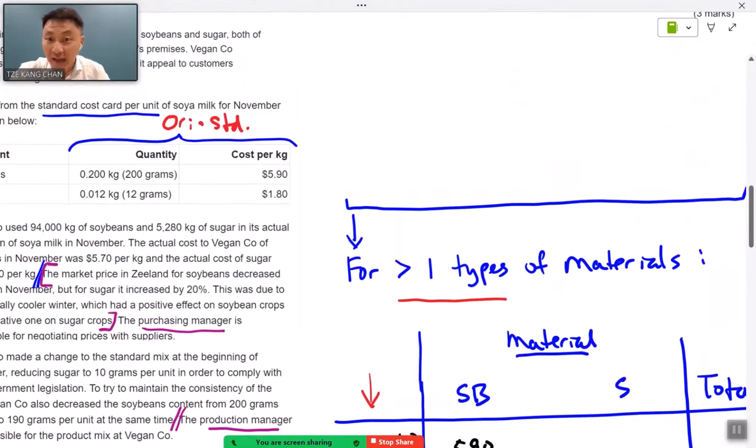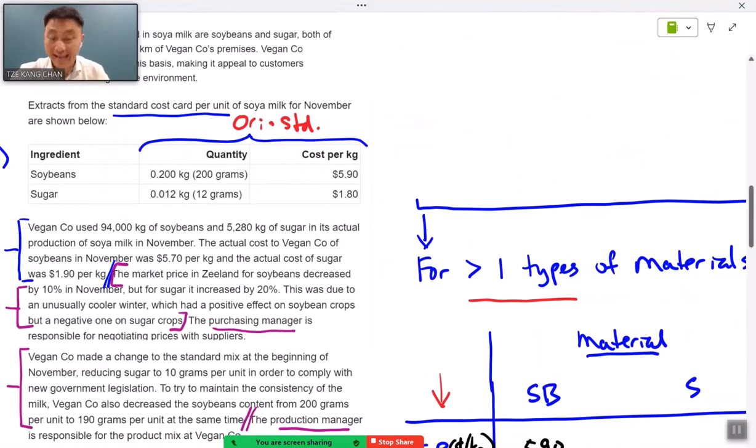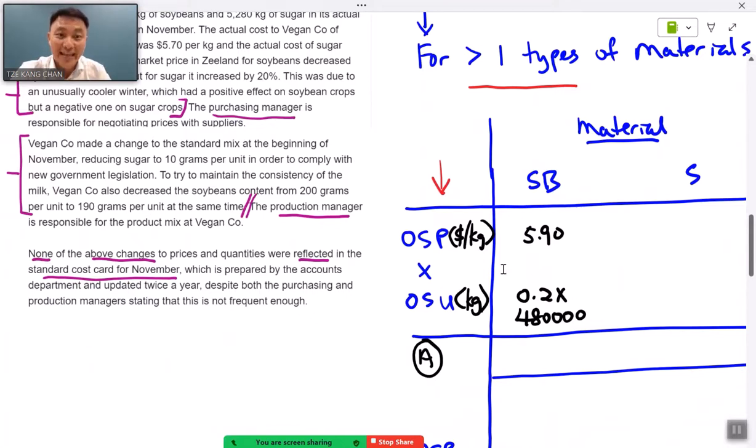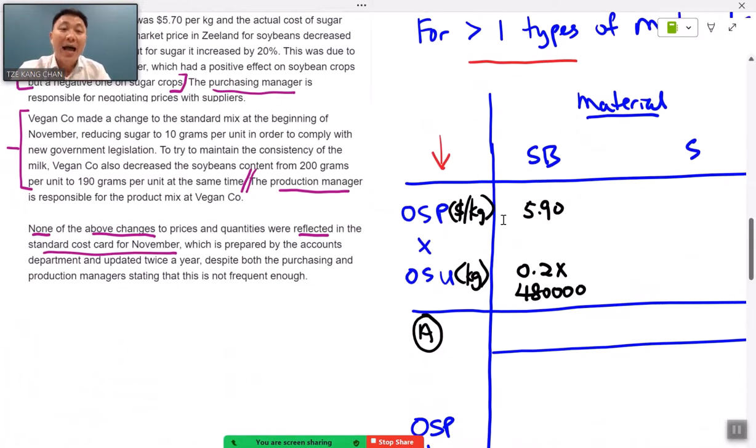And as a result of that, if you were to take soybean for reference, the cost per kilo and the consumption of soybean measured in kilograms will be extracted and placed into the first column. Bear in mind, the original standard usage, as mentioned, should be based on actual output. As such, the standard consumption of 0.2 kilo will be multiplied with the actual output level. And that is how the first item A is derived.